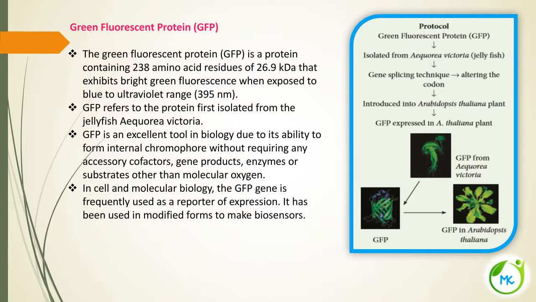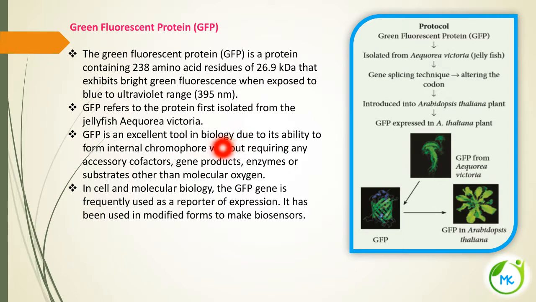So this GFP is a protein which contains 238 amino acid residues and its molecular weight is 26.9 kilodalton, and it exhibits bright fluorescence when exposed to blue to ultraviolet range, that is 395 nanometer. And this GFP, green fluorescent protein, refers to a protein isolated from the jellyfish Aequorea victoria, and this is an excellent tool in biology because it has an ability to form an internal chromophore. That is the color production.